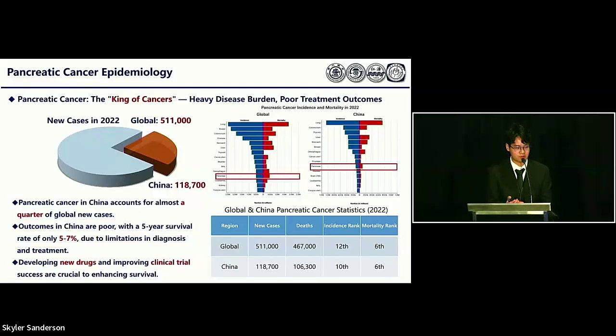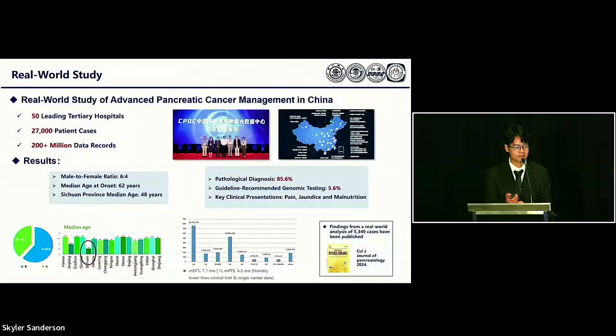So, as we all know, pancreatic cancer is described as the king of cancers, and the global and Chinese incidence and mortality rates are rising year by year. We can see that in 2022, the new cases of pancreatic cancer in China are approaching almost a quarter of the global new cases. So developing new drugs and improving clinical trial success are crucial to enhancing pancreatic cancer survival.